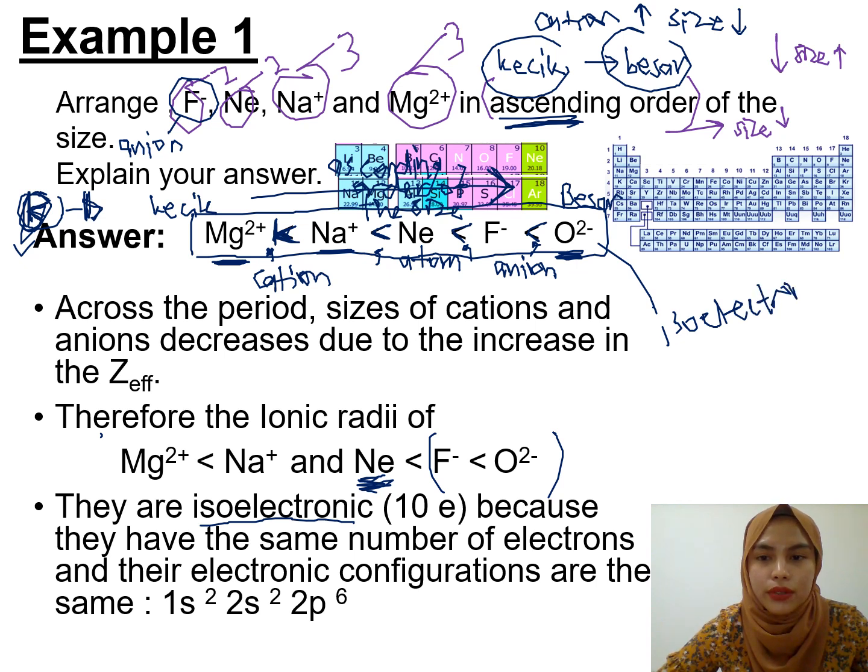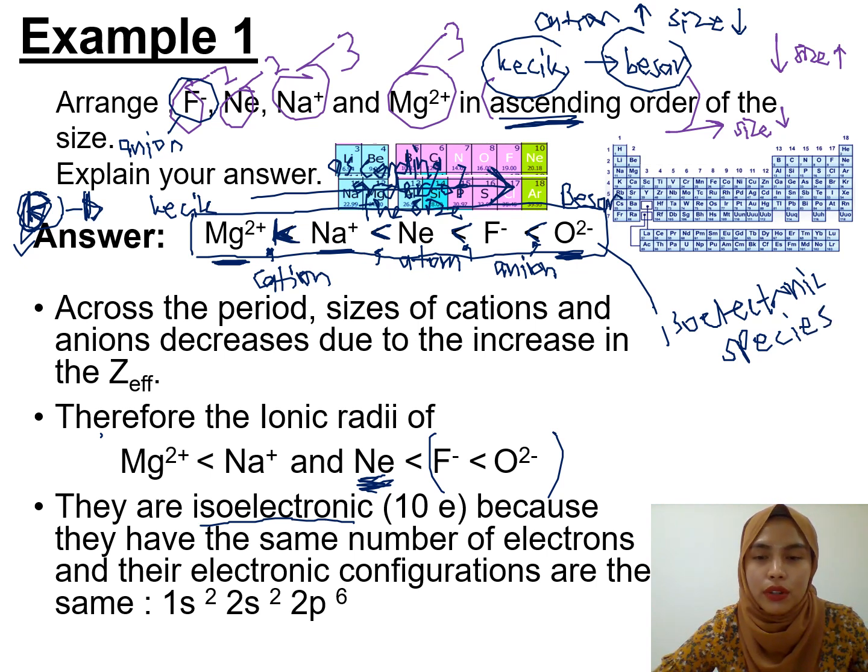Kenapa mereka semua isoelectronic species regardless ada yang atom lah, ada yang ion lah, sebab semua share the same number of electrons and share the same electronic configuration sebanyak 10 elektron. So they are all isoelectronic because they have the same number of electrons and their electronic configurations are the same, 1s2, 2s2 and 2p6.